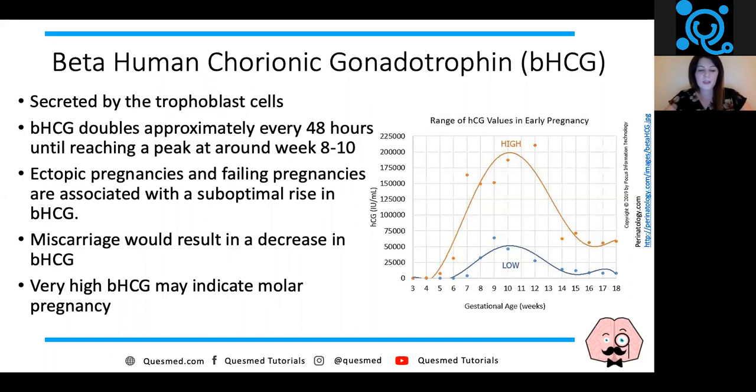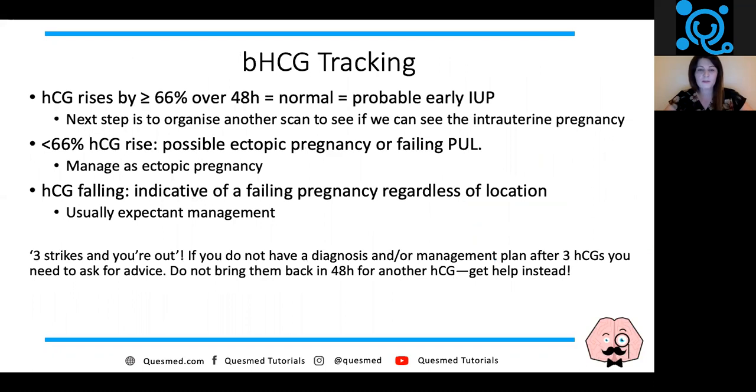So when looking at HCG results, we look at the change over 48 hours. So we bring the lady back exactly 48 hours later and take a repeat sample. If this rises by greater than 66% over 48 hours, this is normal, and it probably indicates an early intrauterine pregnancy. In this case, the next step would be to organise another scan to see if the pregnancy was too small to see on the first scan.